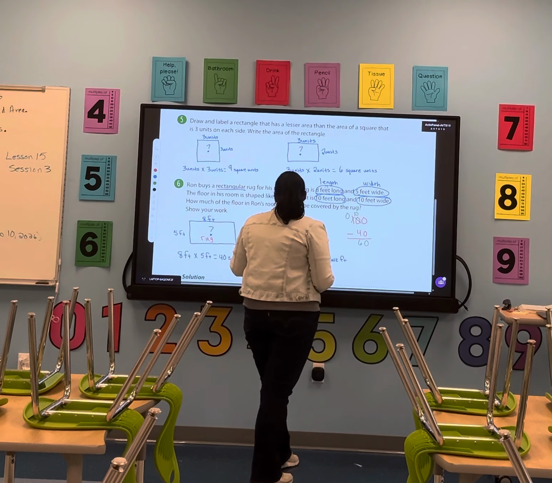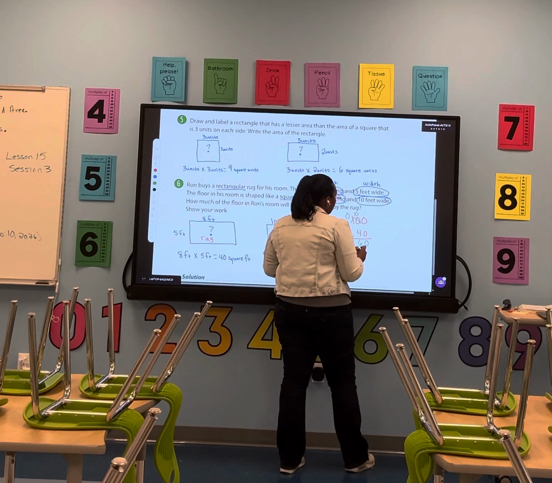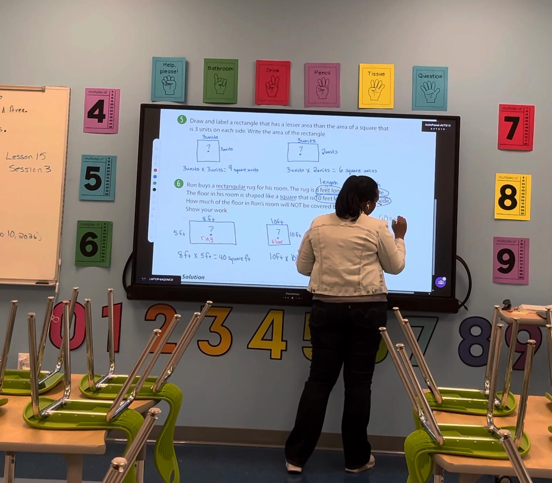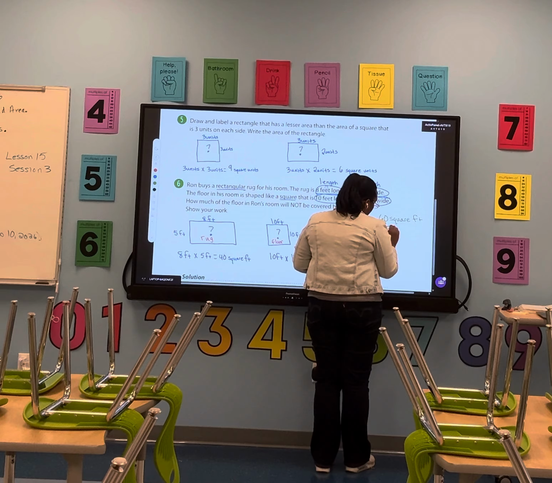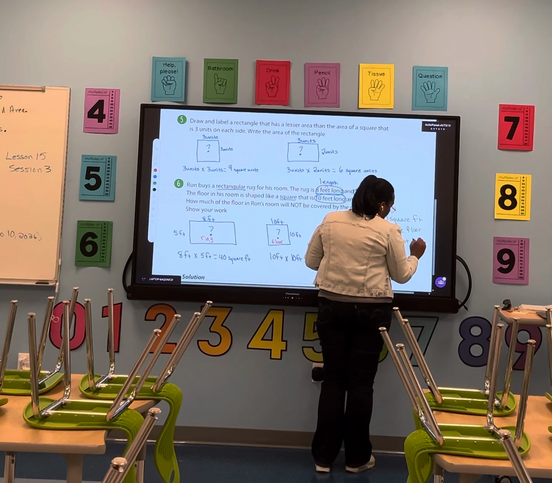So we can go ahead and answer the question. It says how much of the floor will not be covered. We will say 60 square feet of the floor will not be covered.